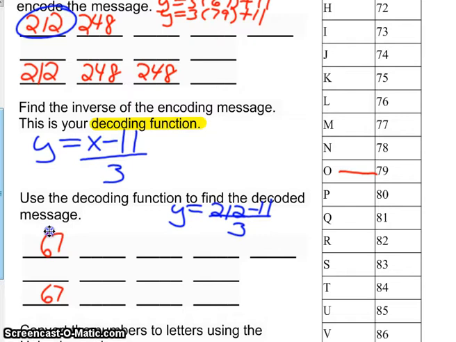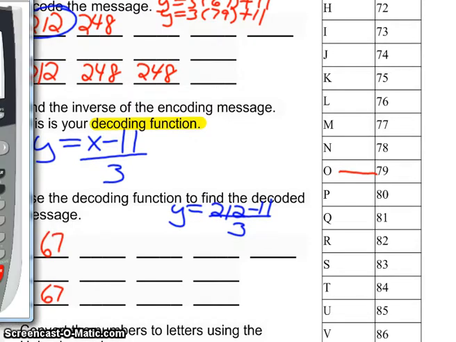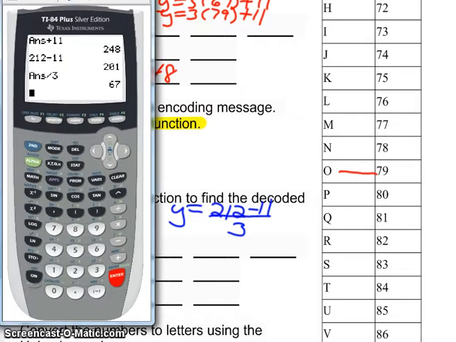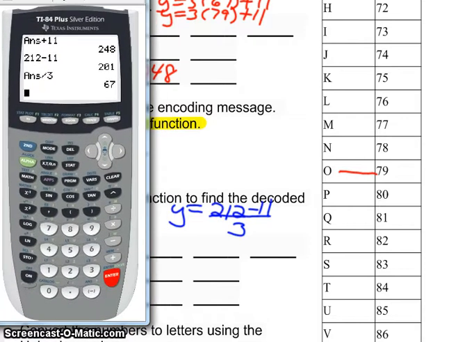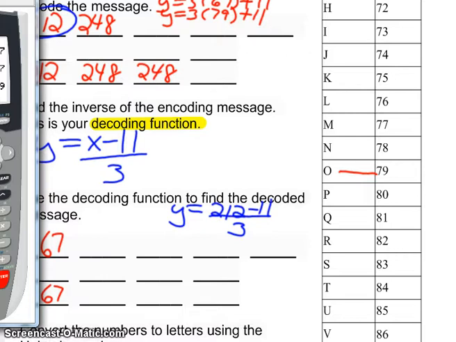All right, now we're going to do the same thing for 248. So I've got 248, subtract 11, press enter, and then divide by 3. Press enter. That gives you 79. So 248 becomes 79.